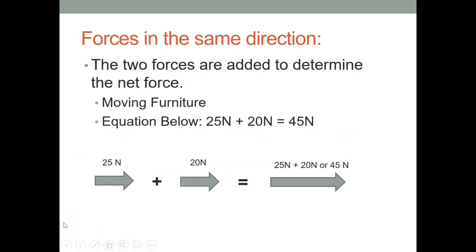So if forces are moving in the same direction, you would just add them up. And this would be a great example of something like moving furniture. The two forces are added to determine the overall net force, such as in the equation below. You have 25 newtons. You add 20 more newtons, which gives you a total of 45 newtons, and they're all going in the same direction, as indicated here.